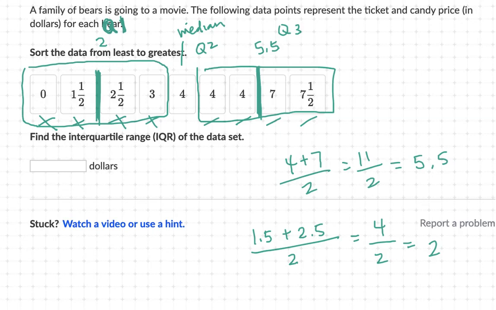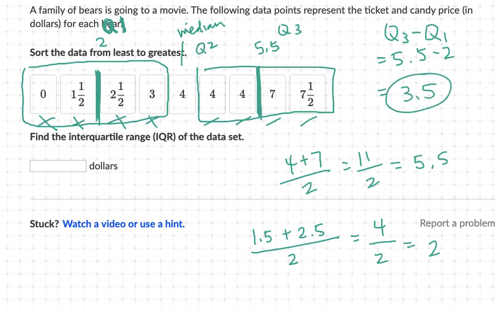Hopefully you got that as well. IQR is quartile 3, subtracting quartile 1, because you're trying to figure out what's the range, how spread out is it in the middle. So that's 5 and a half minus 2. 5 and a half minus 2 is 3 and a half. So you should have gotten that as your answer.